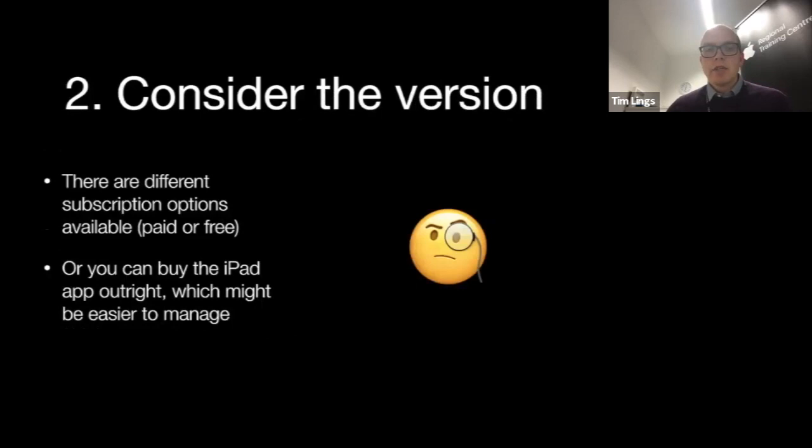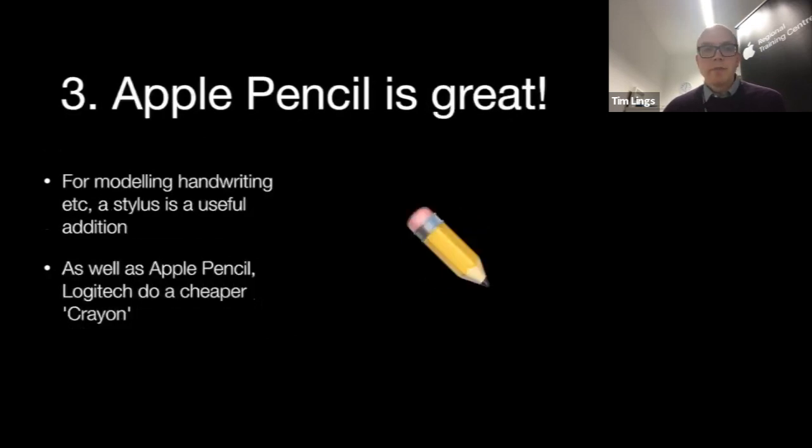Next thing is consider the versions. You can buy the app. We've been demoing the Explain EDU edition, which we've purchased over the years with the volume purchase program. But you can also pay for a subscription. There's a free tier, I believe, or there's monthly and annual costs with educational discounts. So it's just about choosing what's the best way in your school for what you're doing.